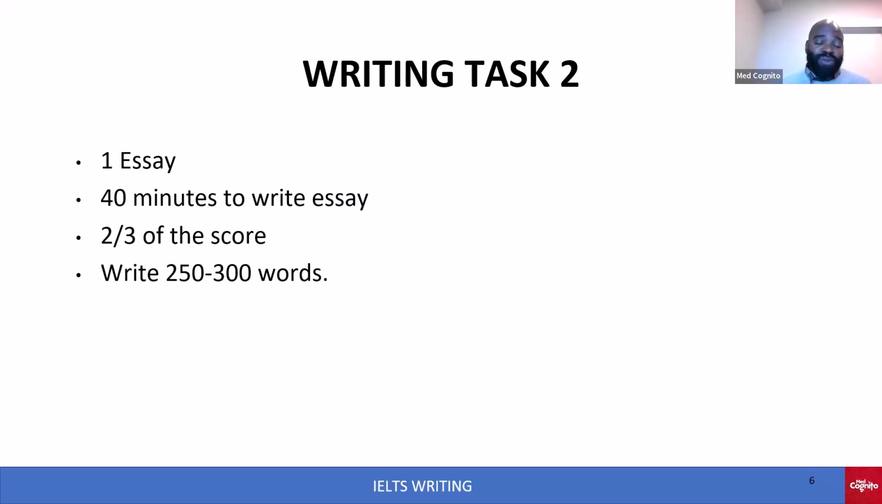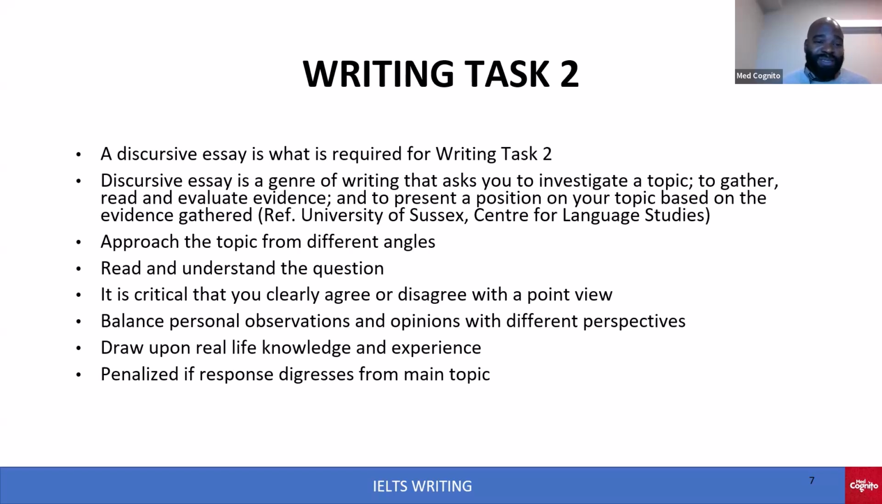You're expected to write somewhere between 250 to 300 words for the writing task 2. Now, a little bit further about task 2, it's a discursive essay, and essentially what that means is that you are asked to investigate a topic in terms of writing. Together, you have to read, evaluate evidence, and present a position on a topic based on the evidence gathered. And so this is a general definition for what a discursive essay is.